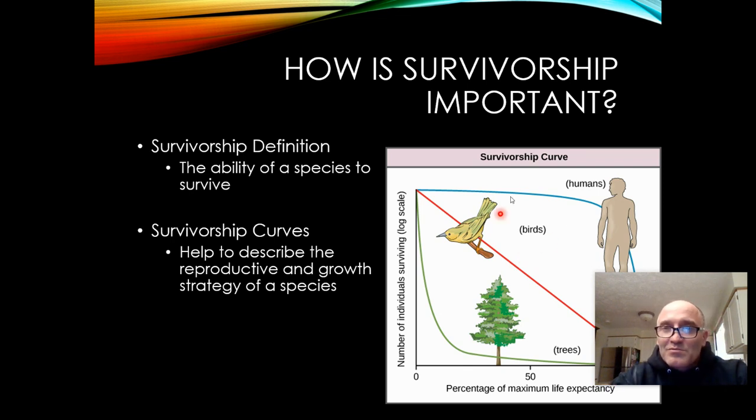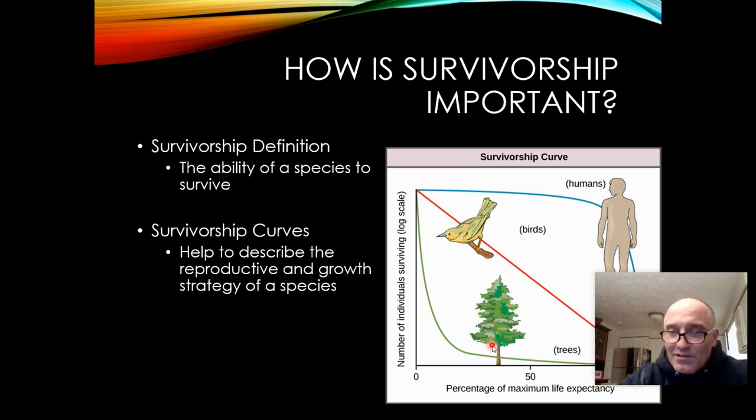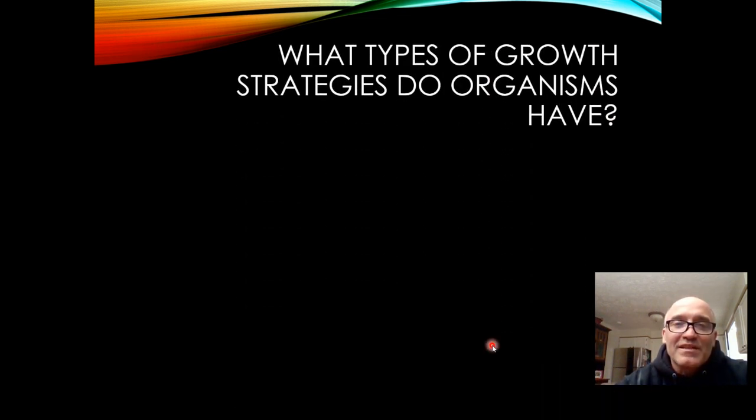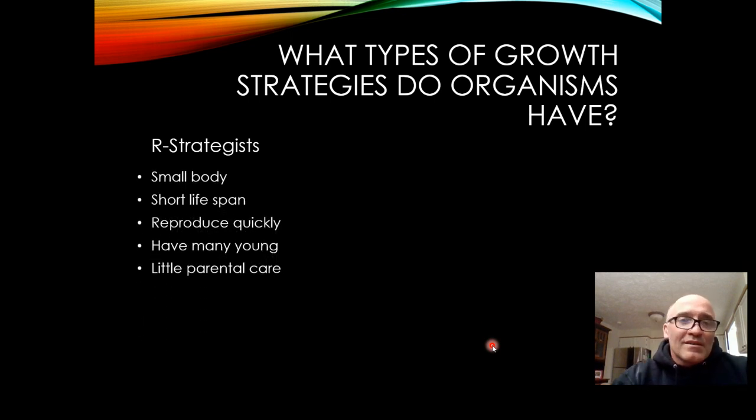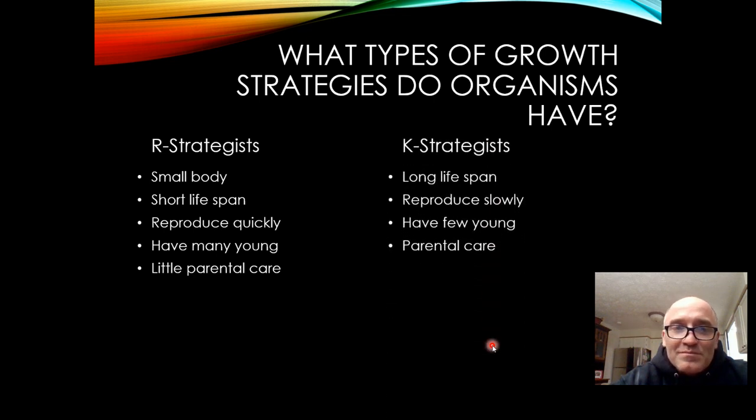But this is what we call a survivorship curve. It again tells you kind of how the life history, how a species goes about building its population and surviving. And that leads us to something called r and K strategists. There are just 2 different lifestyles and reproductive strategies that organisms have.